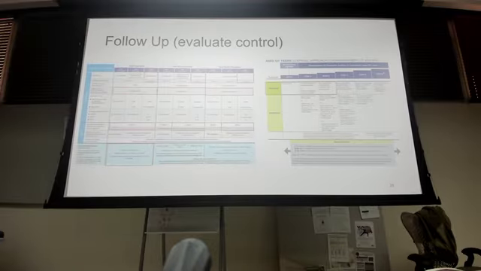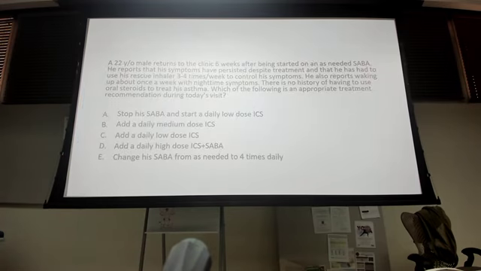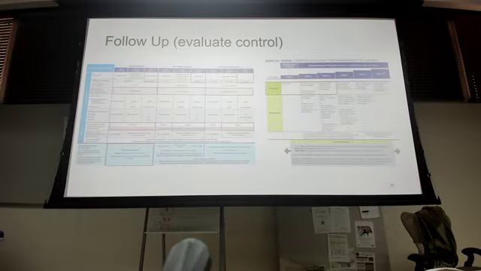Okay, so we go to our follow-up chart on the left. Immediately we're going to go to the above 12. We're going to look at those. And then what were his symptoms? Is that he uses rescue inhaler 3 to 4 times a week. Where do we see that on here?